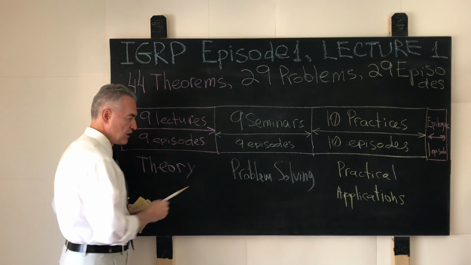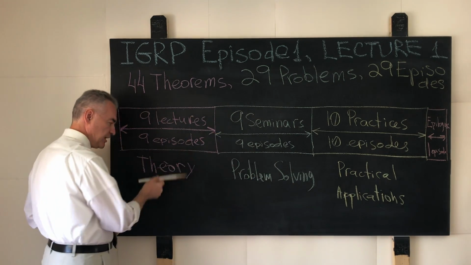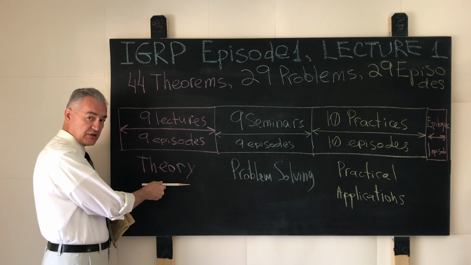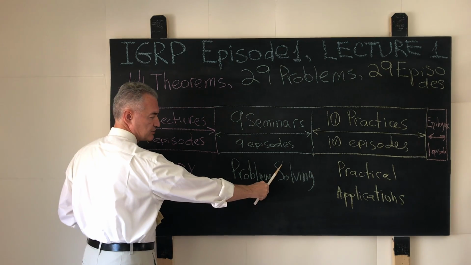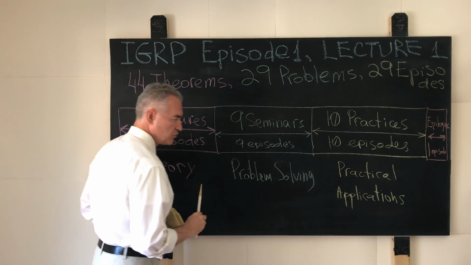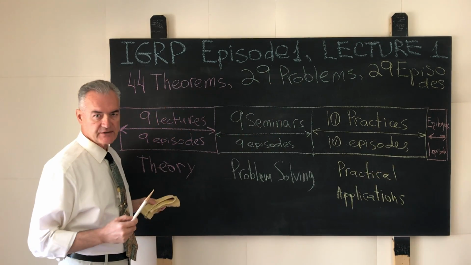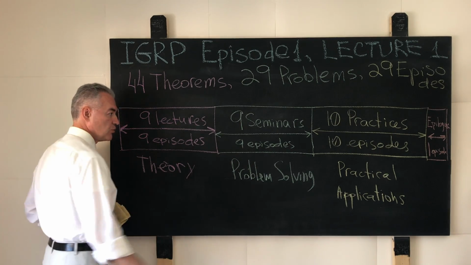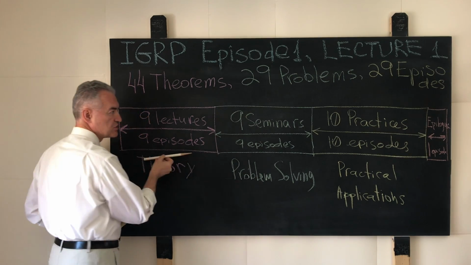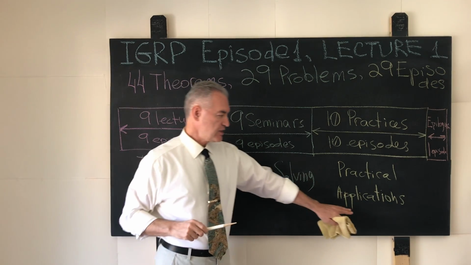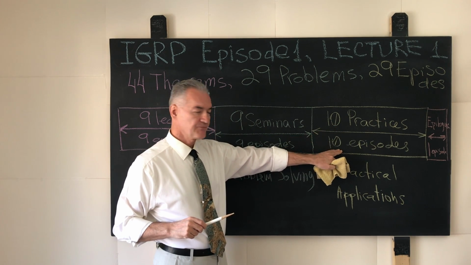Once we're done weaving the problem solving skills into the knowledge of the theoretical material, and conversely, the knowledge of the theoretical material into the process of solving problems, we will move on to the third and the final big chunk of this course, which is the practical application of everything that we have learned during the previous 2 big chunks. This practical application section will consist of 10 practices spread across 10 episodes.